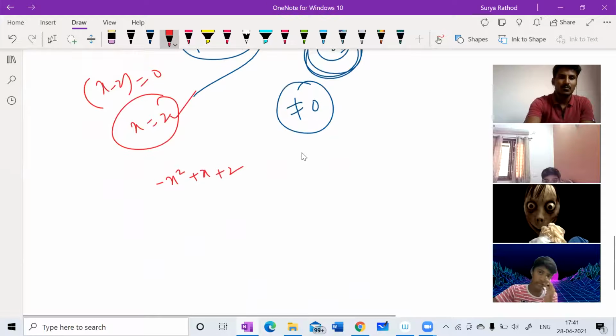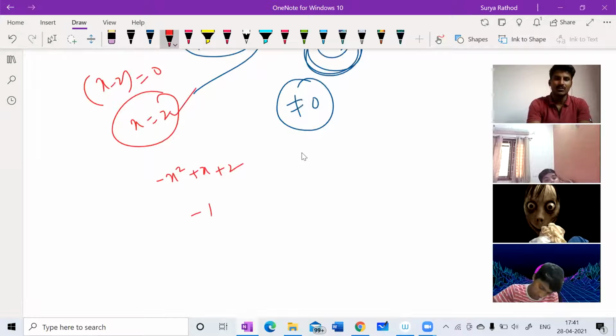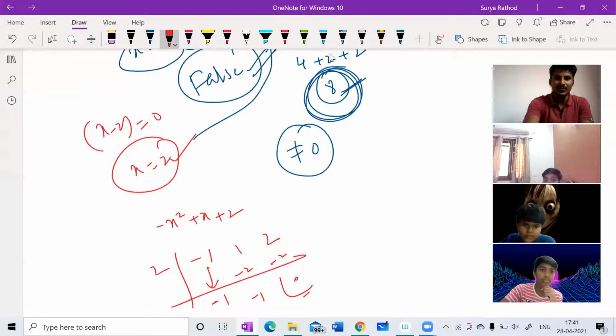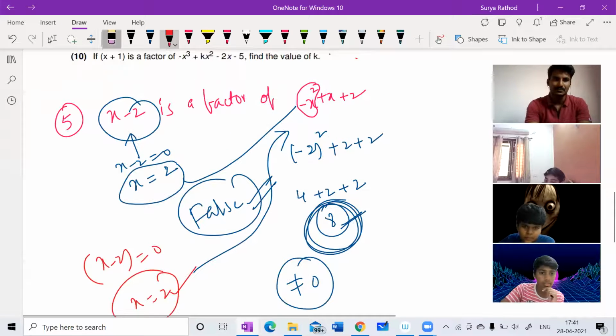So what is my coefficient here? Minus 1, plus 1, 2. What do I have? 2. So minus 1, minus 2, minus 1. So the remainder is 0. Then we have to write minus outside then.